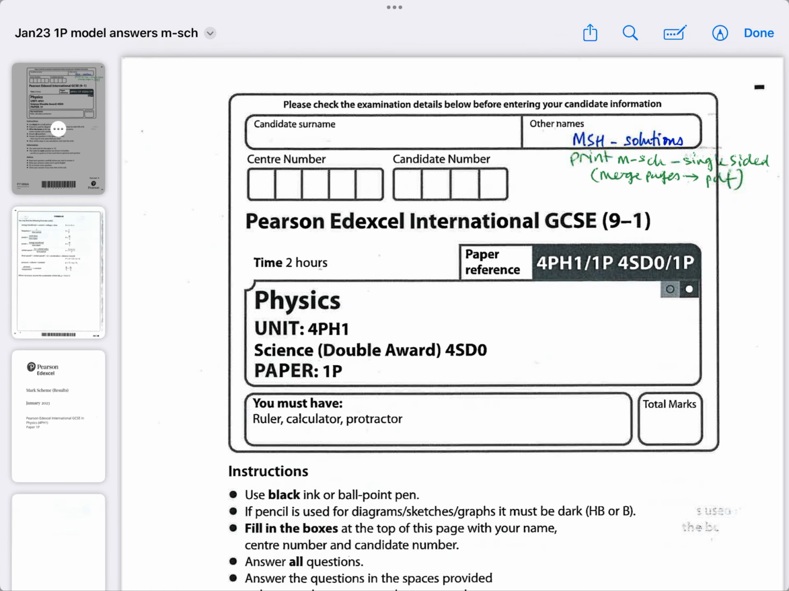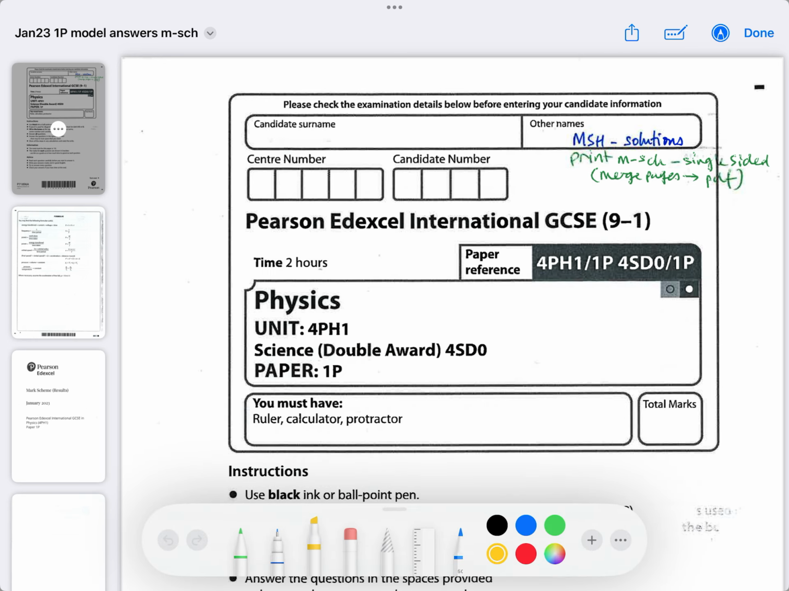Okay, I'm going to go through a GCSE paper, and this is January 2023, and they haven't written that it's January 2023, so let's just write that for you. So I went through this with my students recently, and this is the 1P version. I've also got the 1P regional version, which is called 1PR.